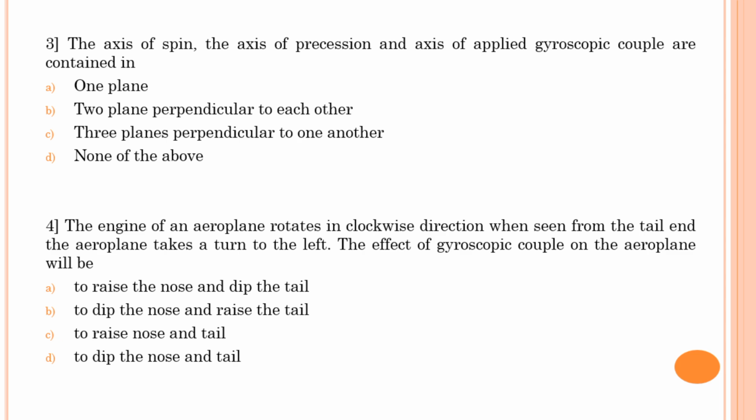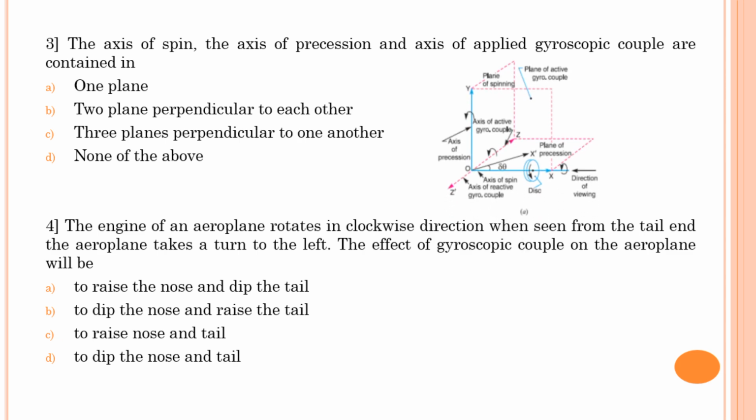None of these. See in this diagram as well, the rotating disc is there having an axis of spin, a perpendicular axis of precession, then you will get active and reactive gyroscopic couple also perpendicular to each other. Therefore option C will be correct here, that is three planes perpendicular to one another. This will be the correct option.